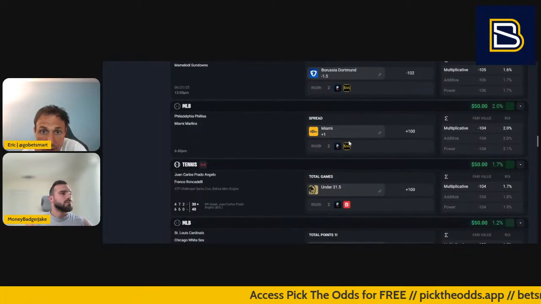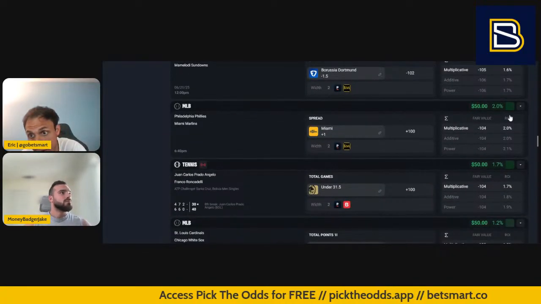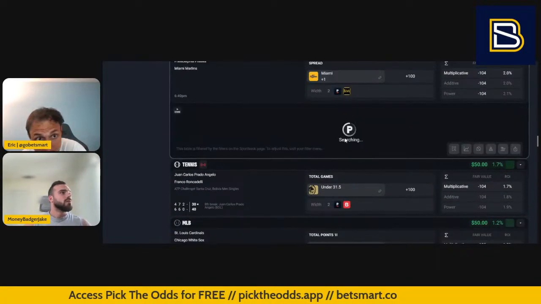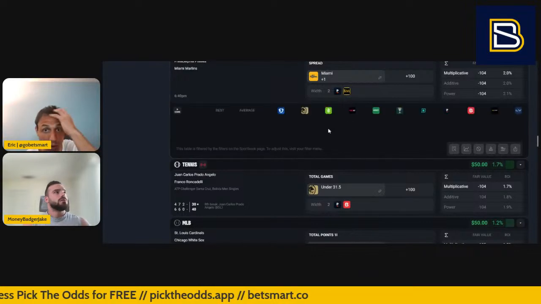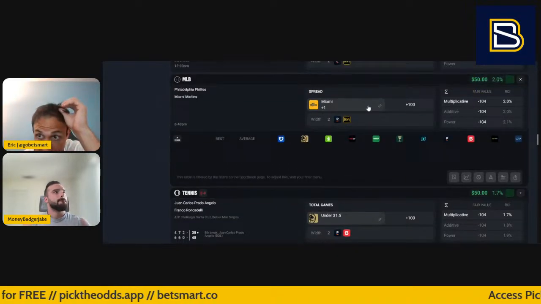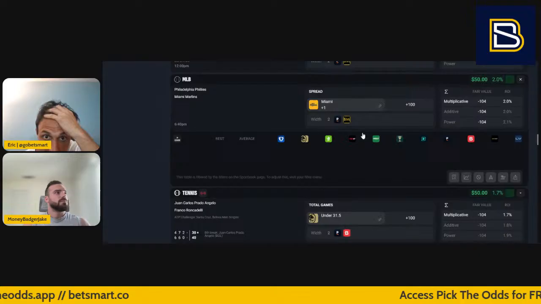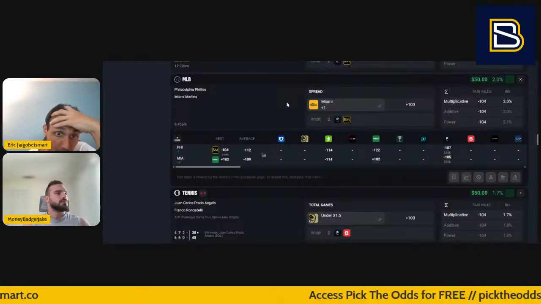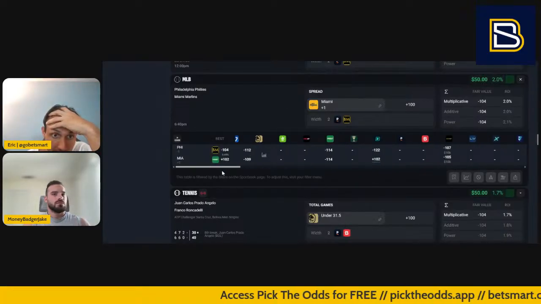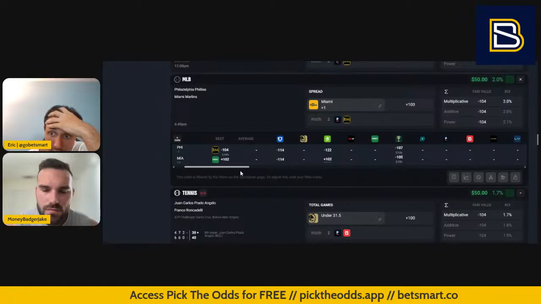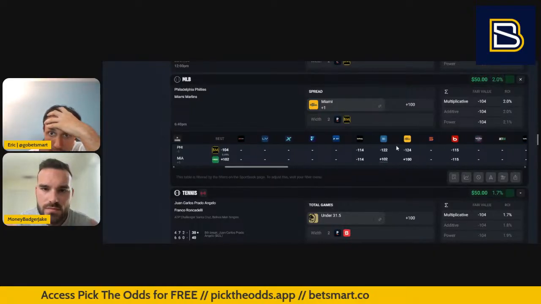Okay. Miami plus 1 at Rivers, 2% as well. That's something I would absolutely be looking at. A little plus 1 action for the fish at home. Market average is minus 112, and you're getting even money. That might have moved. Yeah, it moved.